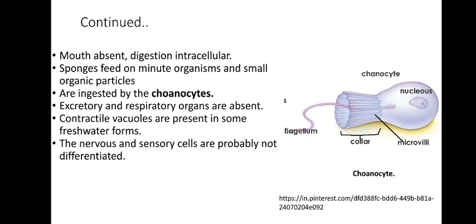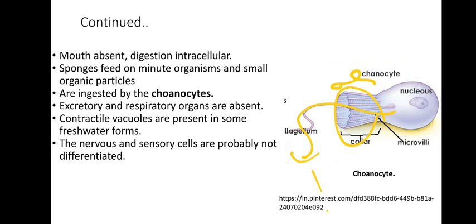The digestion takes place there. The intracellular digestion takes place there. So here you can see the choanocyte, which is also called a collar cell. Choanocyte, choane refers to a funnel, so a funnel-like cell. It's also called a collar cell because it has a collar. You see here, it is a flagellated cell. It has a flagella, a whip-like structure.